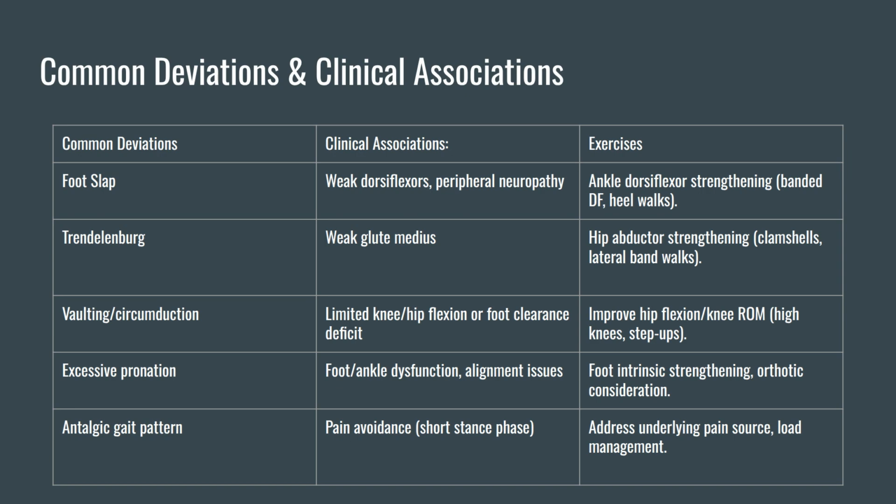Trendelenburg indicates weak hip abductors. We want to treat with frontal plane stability training. Again, examples: lateral band walks, and also clamshells.